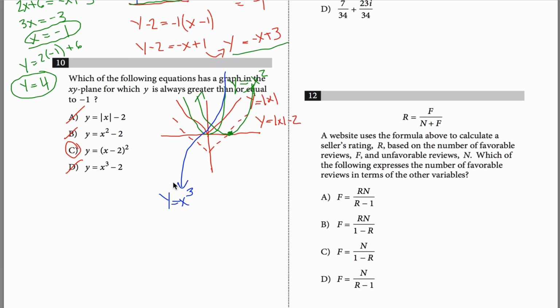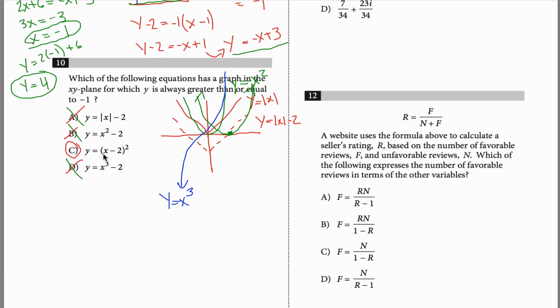You could also do it algebraically. You could just try some things. I want to see if I can get a y value that is less than -1 out of these things. We'll try plugging in 0. Plug in 0 here. 0 minus 2 is -2. Oh, -2, that's less than -1. That ain't the answer. Try plugging in 0 here. 0 minus 2, same problem. Plug in 0 here, same problem.